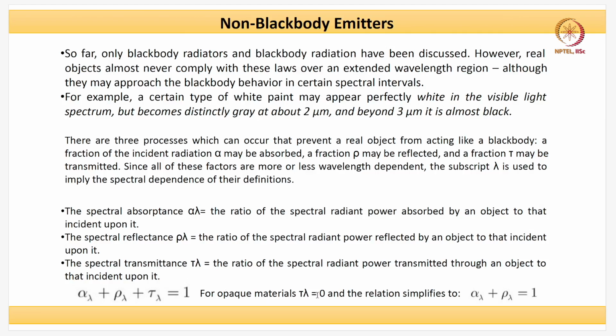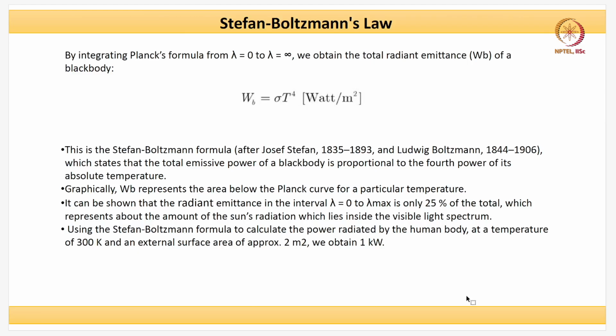For opaque materials, the transmittance is 0, so the relation simplifies to an absorptance and a reflectance. The sum total of these two should be equal to 1 at any particular wavelength.